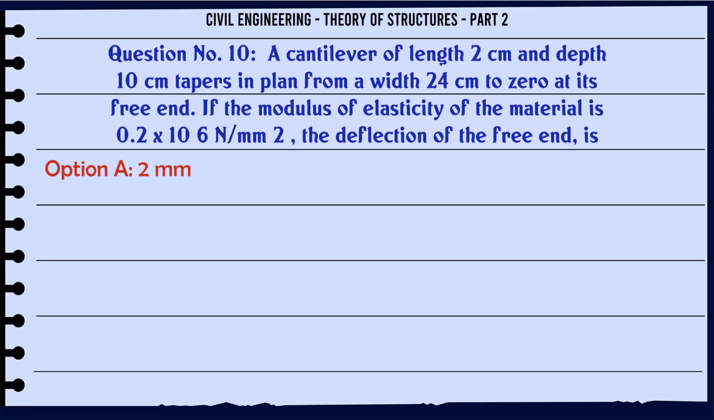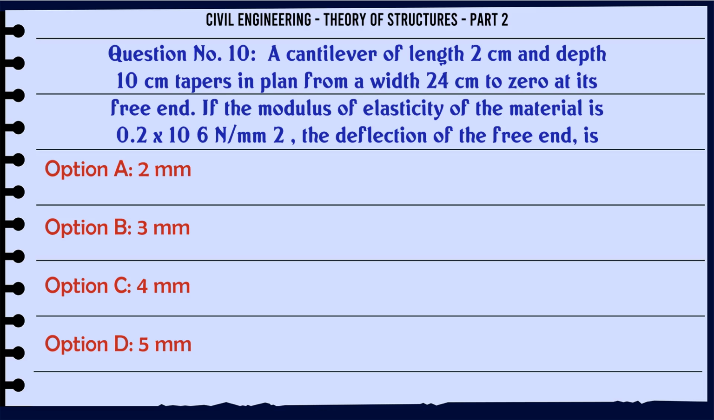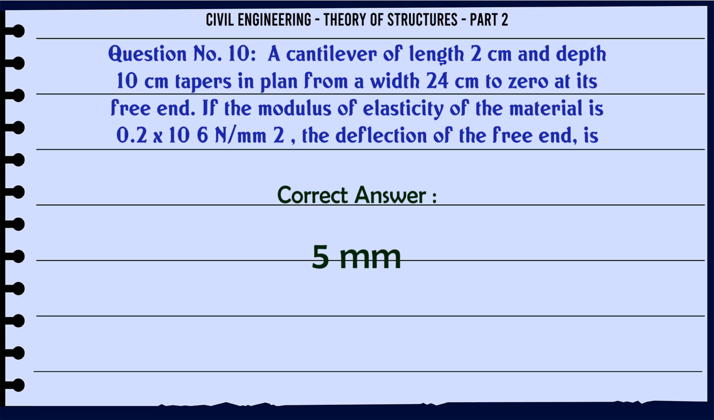A cantilever of length 2 cm and depth 10 cm tapers in plan from a width 24 cm to 0 at its free end. If the modulus of elasticity of the material is 0.2 x 10⁶ N/mm², the deflection of the free end is A, 2 mm, B, 3 mm, C, 4 mm, D, 5 mm. The correct answer is 5 mm.